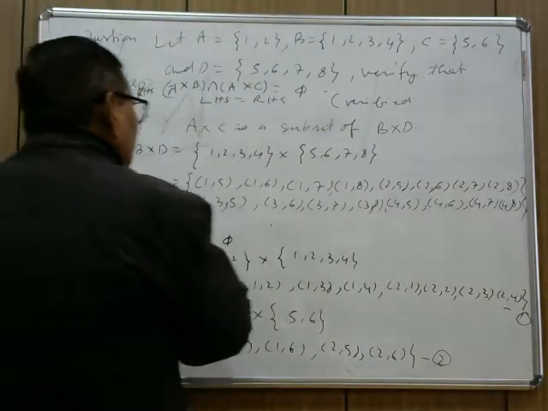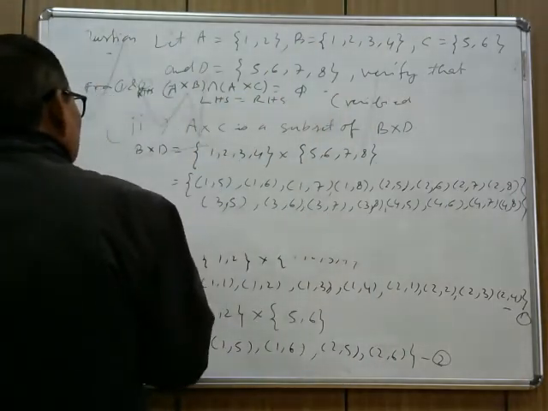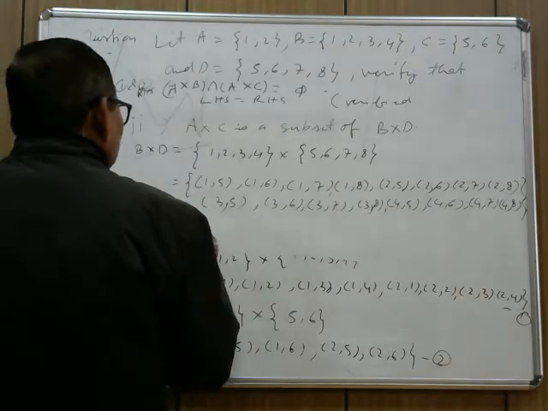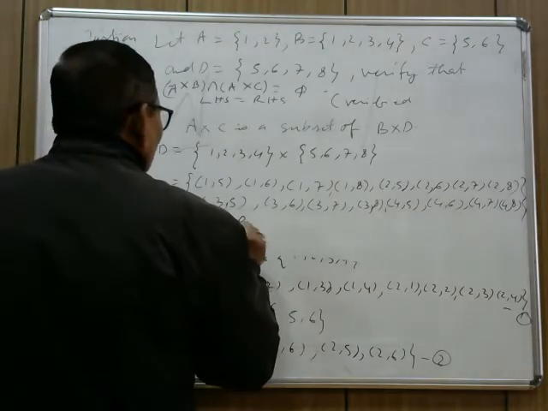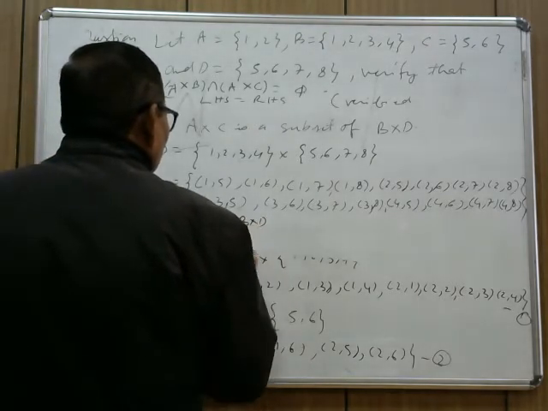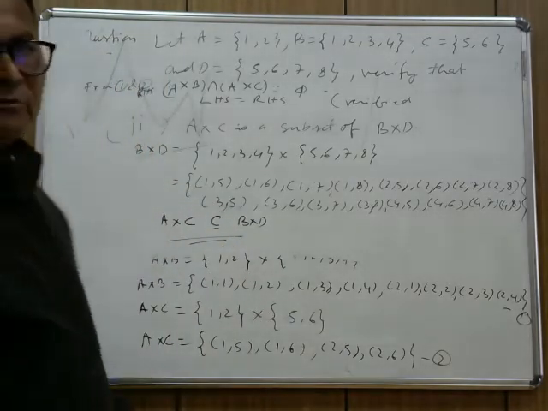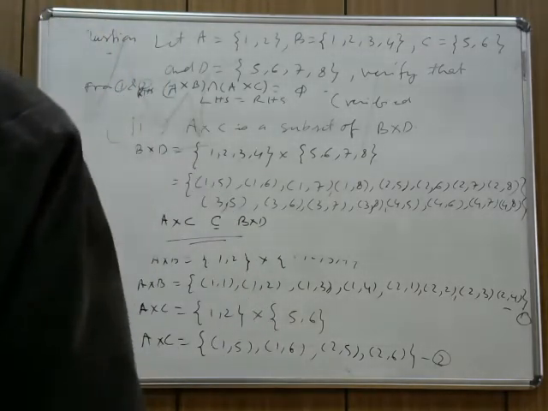Therefore, by the definition of subsets, A cross C is a subset of B cross D. That is your second result. This is your second result of this question. You notice that.